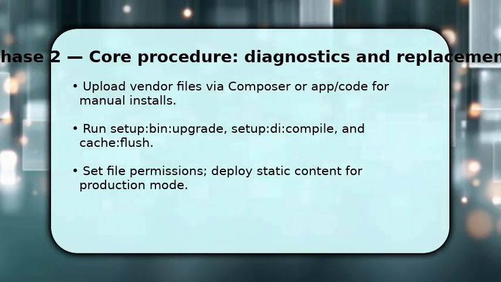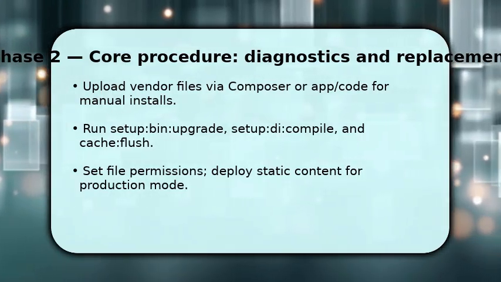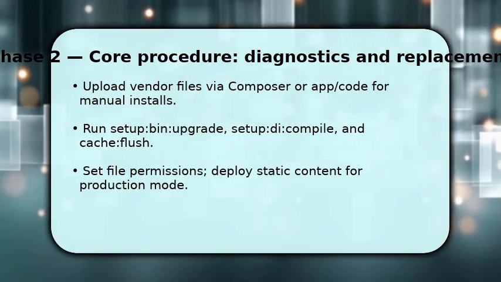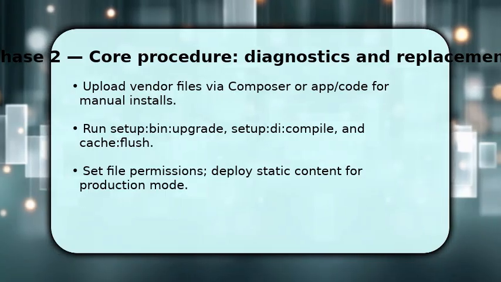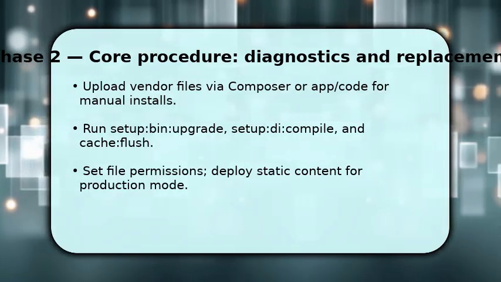After that, clear and warm caches with cache:flush, and deploy static content if you're in production. Make sure file permissions are correct. Wrong permissions cause runtime errors and inaccessible assets.